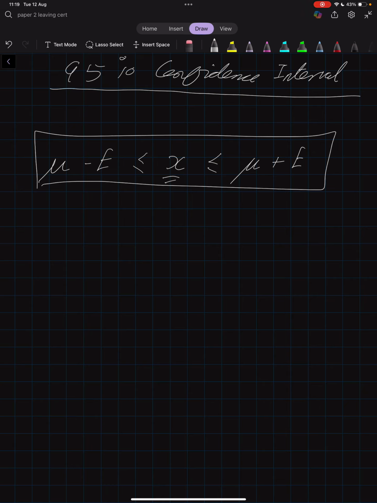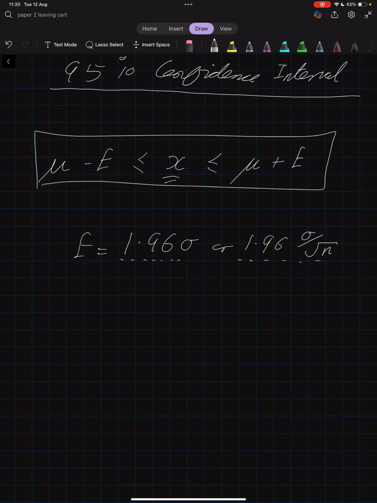Okay, now what is this E? E is always equal to 1.96 sigma, or 1.96 sigma over root n. This first one is if you're doing it for a population, and this would be if you're doing it for a sample. That's all. So it's just saying that if you grab the mean and go plus or minus this 1.96 sigma over root n, it should be within this interval. Okay.